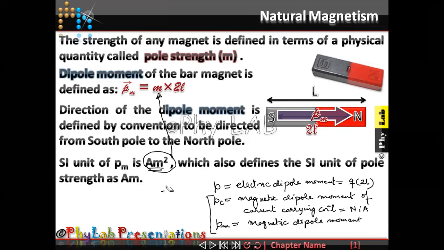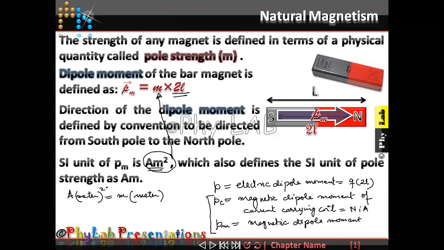So ampere meter square is equal to pole strength, symbol is M, and 2L happens to be the length, the magnetic length. So length is also going to have a unit of meter. So meter square and meter cancels out. So the unit for pole strength comes out to be ampere meter.